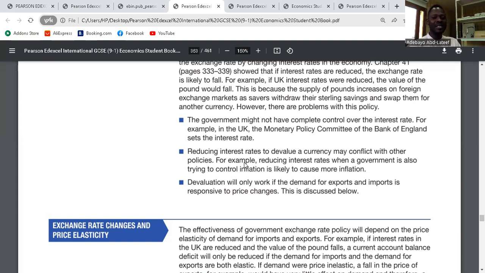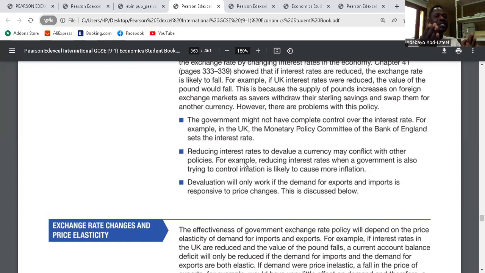Because when you reduce the interest rate, it means the price of borrowing reduces. People will have the incentive to borrow more. As a result, the purchasing power of households would increase. Increasing their purchasing power means demand for goods and services would increase. That would lead to demand pull inflation. But the government wants to solve inflation.